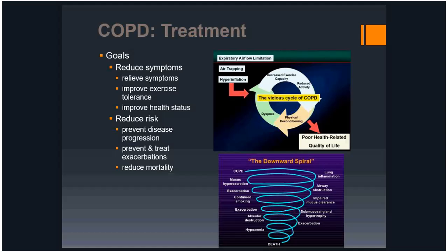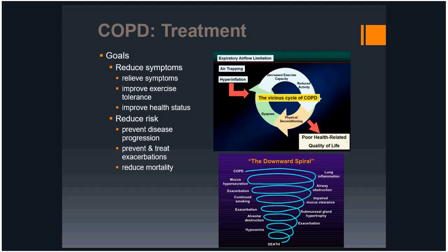So, what are the goals of treatment in persons with COPD? You want to make sure that you reduce symptoms, that you're relieving symptoms, improving their exercise tolerance, and also improving their health status. You also want to make sure that you reduce their risk, specifically related to disease progression, preventing and treating exacerbation, and reducing mortality.